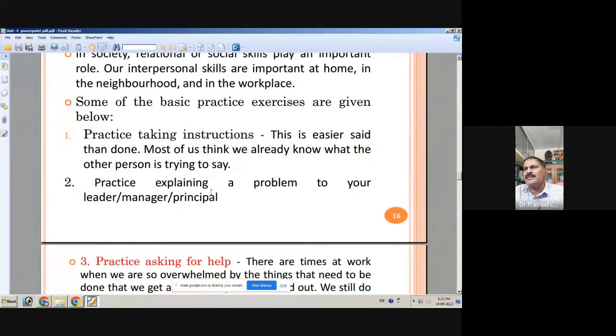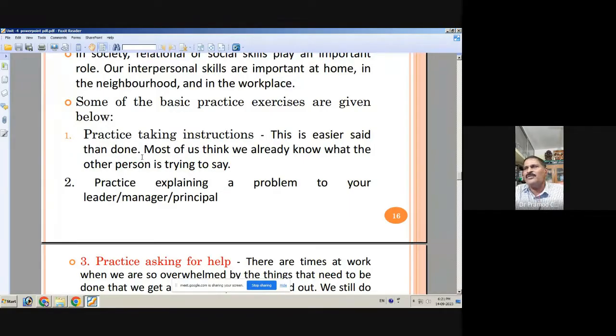Practice taking instructions. It is very easy to say, but it is very difficult to practice. You know that instructions will have to be followed. The advices will have to be followed. Each and everybody has the right to give advice. But when we get the advice, or when we are giving the advice, it is very easy to listen. But when we are practicing it, we face the difficulty.